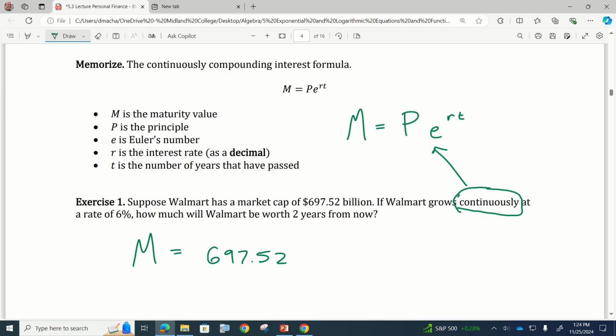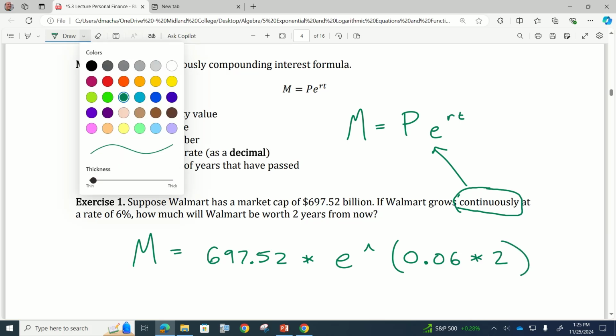Perfect. Because principal is the dollar amount before some time has passed. And then I multiply principal times e raised to the power r times t. This time r is 6%, which is 0.06. And then what is t? 2 years.